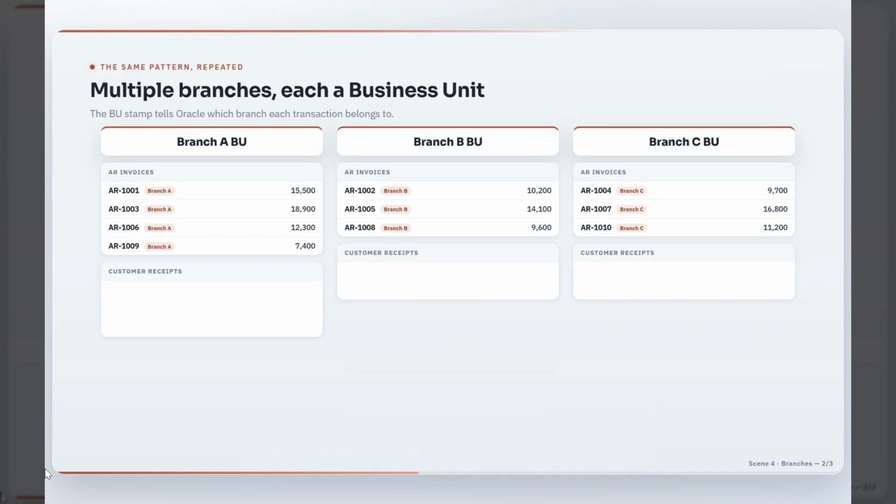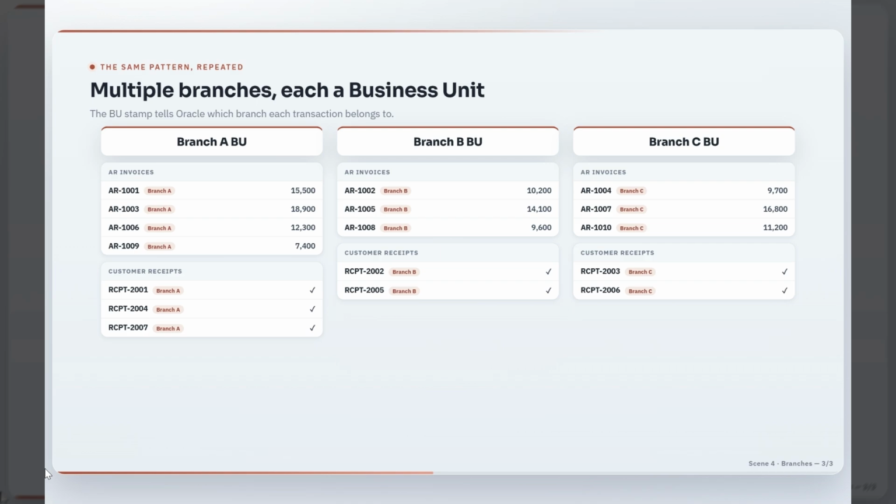AR-1001 is stamped with branch ABU. AR-1002 is stamped with branch BBU. AR-1004 is stamped with branch CBU. Customer receipts carry the same business unit identity. This BU stamp is extremely useful. It tells Oracle which operational part of the enterprise owns each transaction. And once Oracle knows the BU, we can control which users are allowed to work with those transactions.